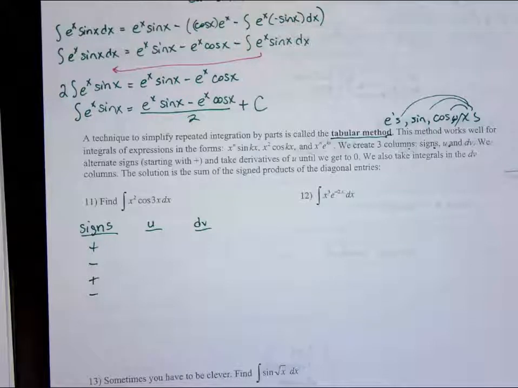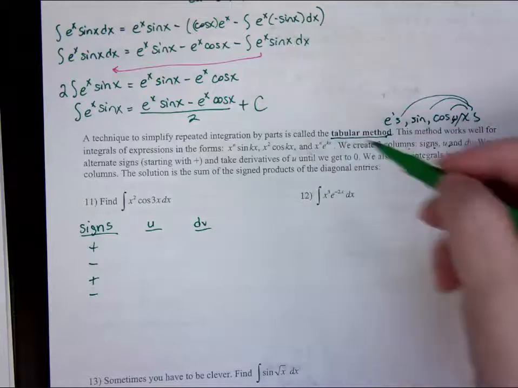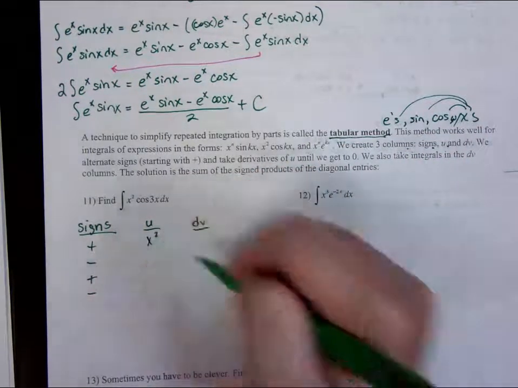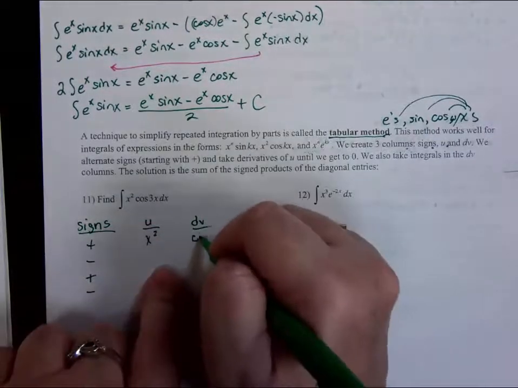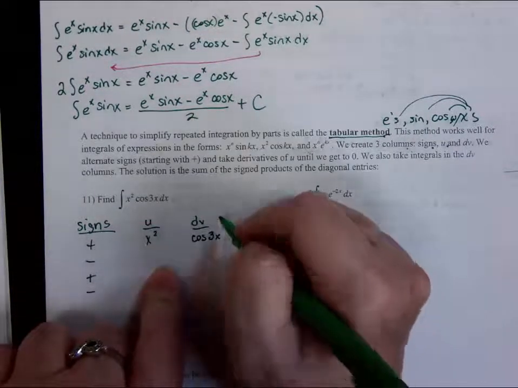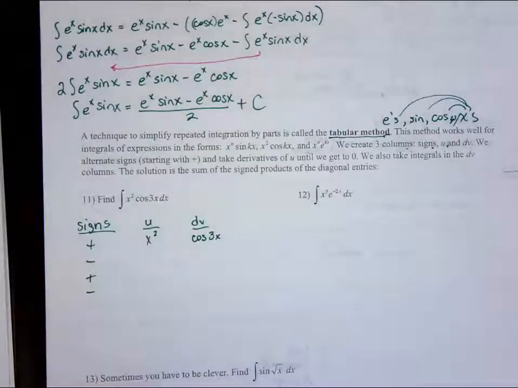The u is always the x function. So in this case, it's x squared. Wherever the x alone is, that's your u, because if you take its derivative over and over, it's eventually going to get to 0. Does that make sense? Think about taking the derivative of x squared over and over. It doesn't loop, it goes to 0. dv is what's left: cosine 3x, and we drop the dx off the table.